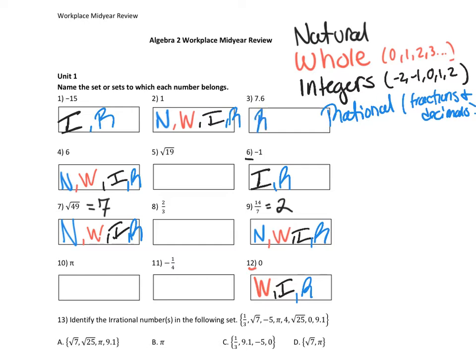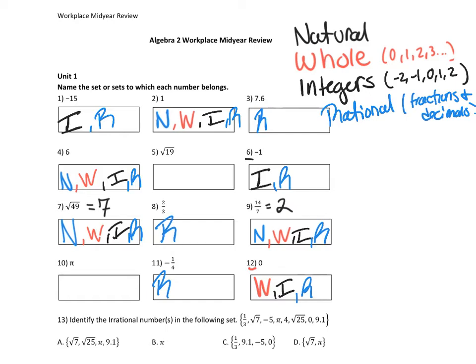7.6 is rational. Square root of 19 is still not rational. That's not a fraction or a repeating or terminating decimal. I should be more clear there. 2/3 is a nice fraction. Pi is not rational. And then -1/4 is rational.